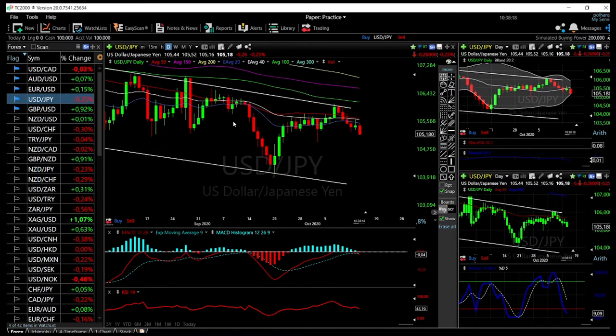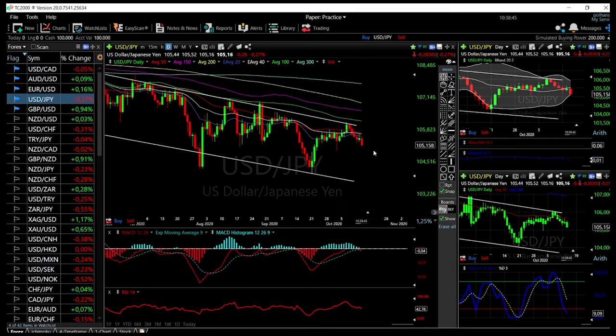So US dollar yen, we are continuing this breakdown, which was completely expected. We also expected some support here, and you can see we have broken through that support as well. So we can just remove that. At the moment, we can see that we may find a little bit of support around this area here, but it's highly anticipated that we'll go all the way towards this lower trend line.